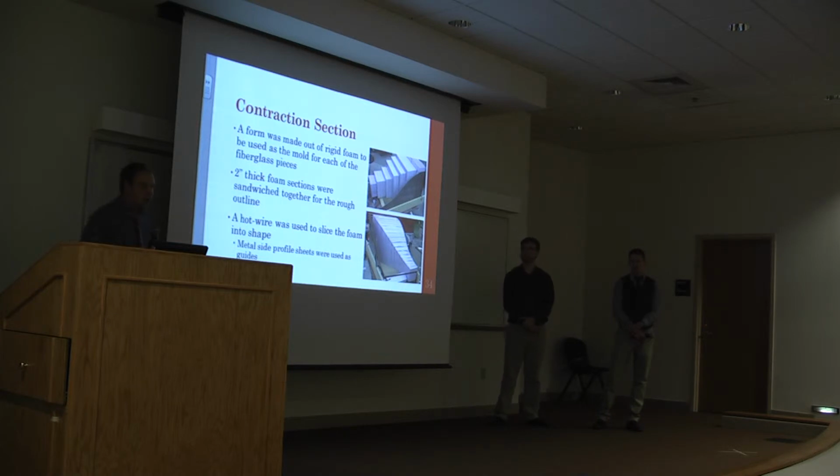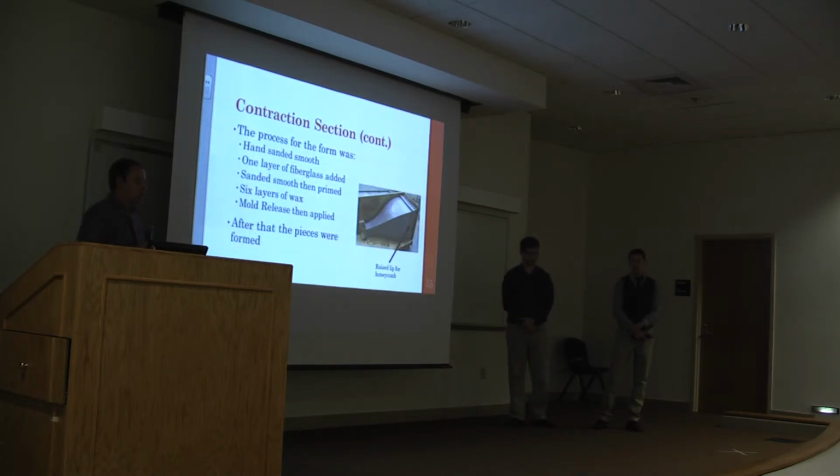So for the contraction section, we made this out of 2 inch rigid foam. We segmented it all and glued it together. Once glued together, we used a metal profile and a hot wire to follow that exact curve and then cut that foam on both sides.